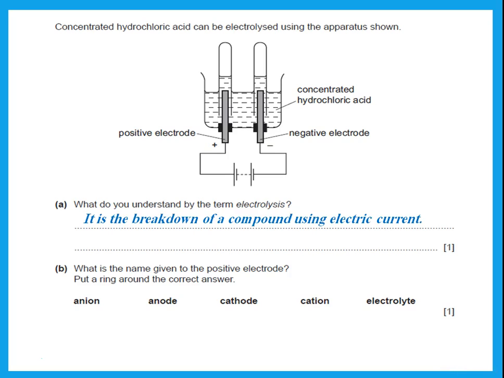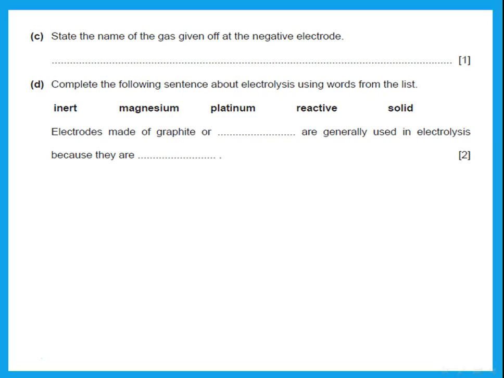We said what is meant by electrolysis: breakdown of a compound using electric current. What is the name given to the positive electrode? Again, that is the anode. State the name of the gas given off at the negative.